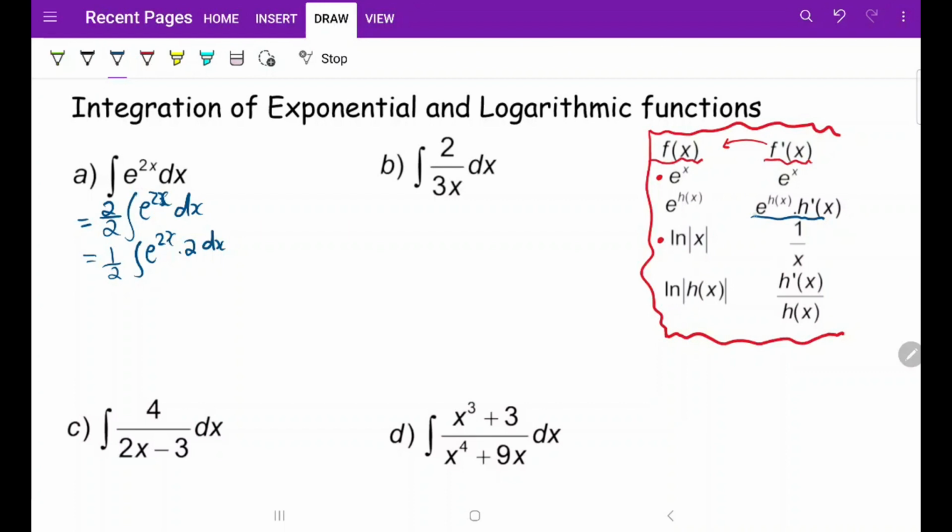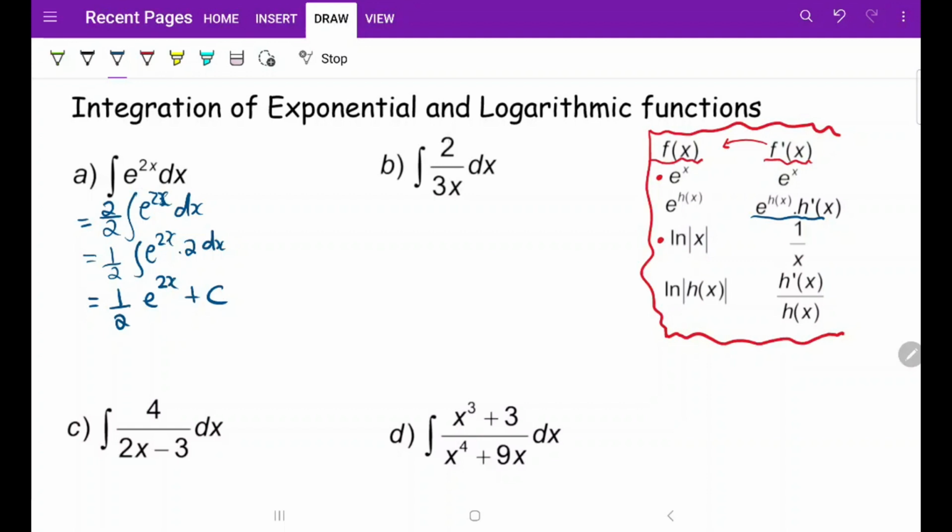So the integral of this will just be e to the function that it is. So now we will get a half, and the integral of that becomes e to the 2x plus our constant c. This becomes a little bit easier to do because of that fact. And let's look at the next one.